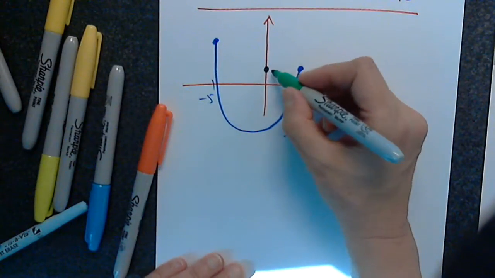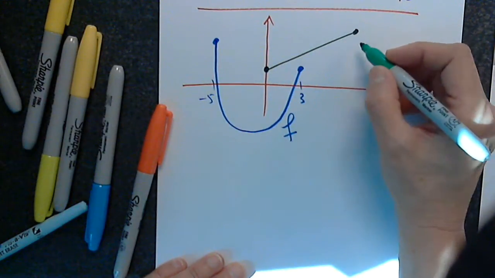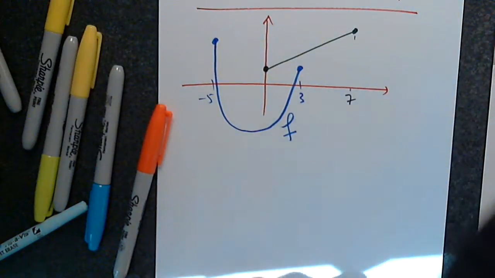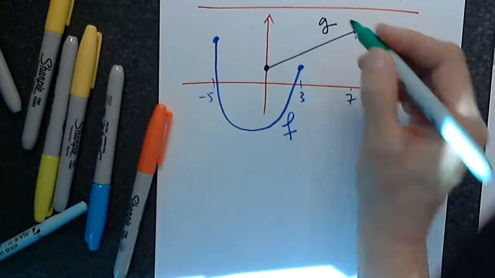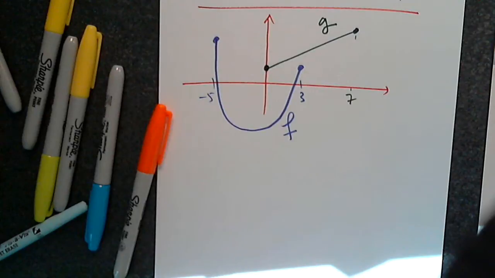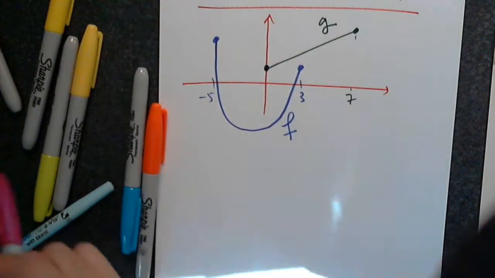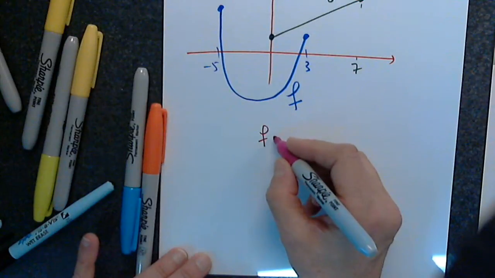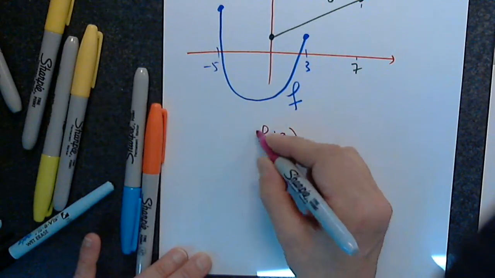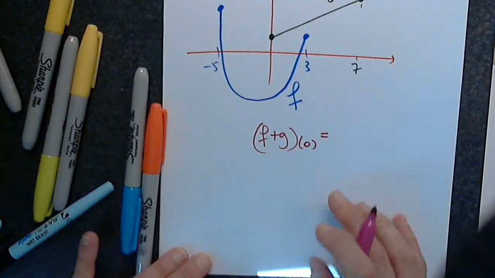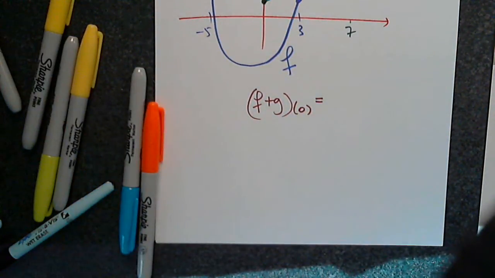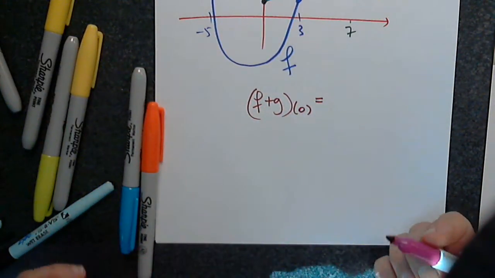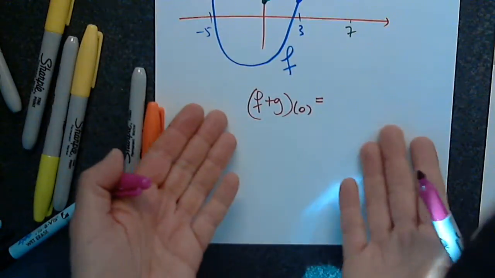That is this. And this is function g. Now I would like to ask you to find f plus g of 0. What does this mean? Forget about the graphs. What does this say to us?